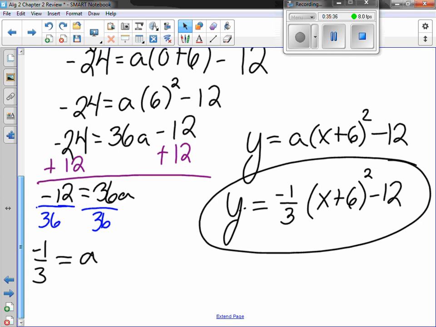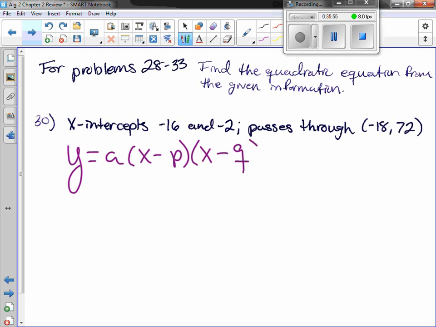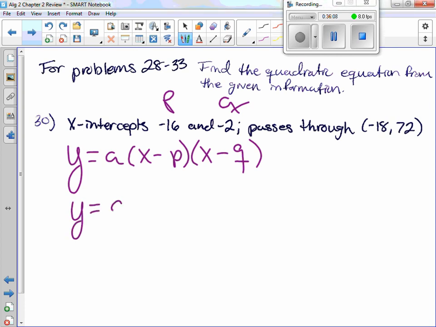Now we have another formula to do this with, and that's with x-intercepts. When we're given the two x-intercepts, and I'm told we're using the intercepts, we're using a different equation: y equals a times (x minus p) times (x minus q), because the two intercepts are p and q. So here they are negative 16 and negative 2. So what I'm going to do is plug those in: x minus negative 16 times x minus negative 2.